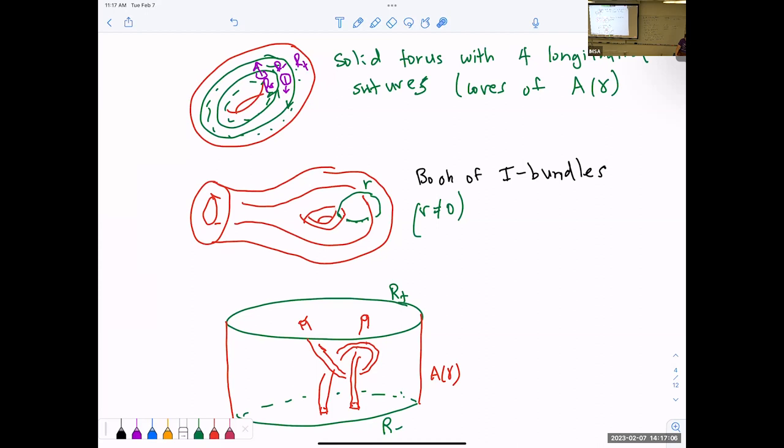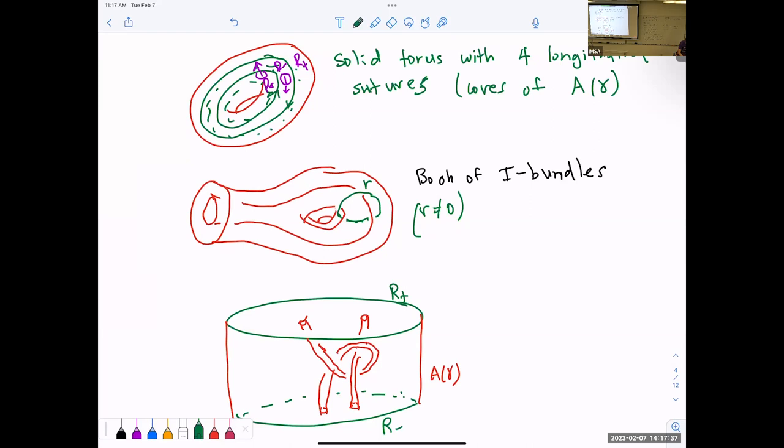Again, this came up in talks yesterday. Here, I'm assuming maybe R is not integral or something. So it's not just, you're not just doing a Dehn twist and getting the product manifold again. You're getting a solid torus. Or it's not one over N, I should say. You're getting a solid torus with two curves, I guess. Two sutures.